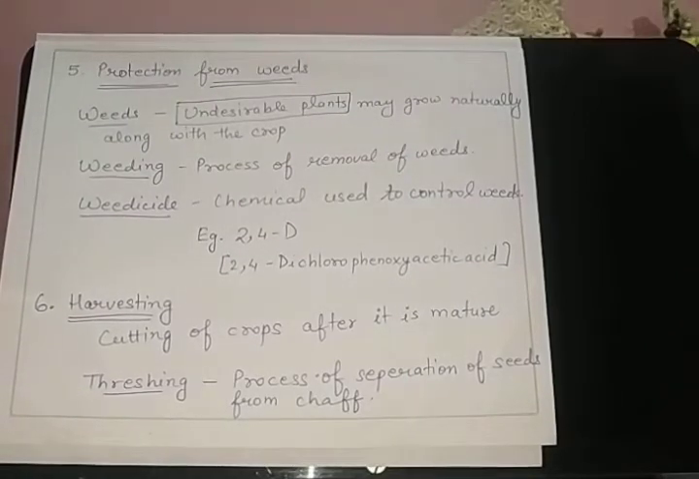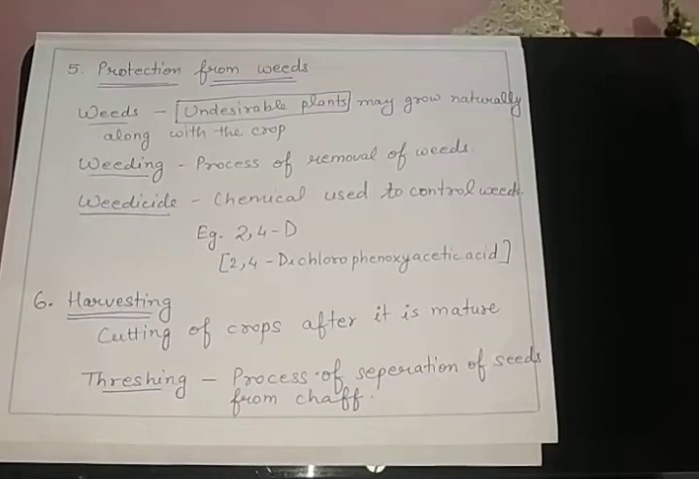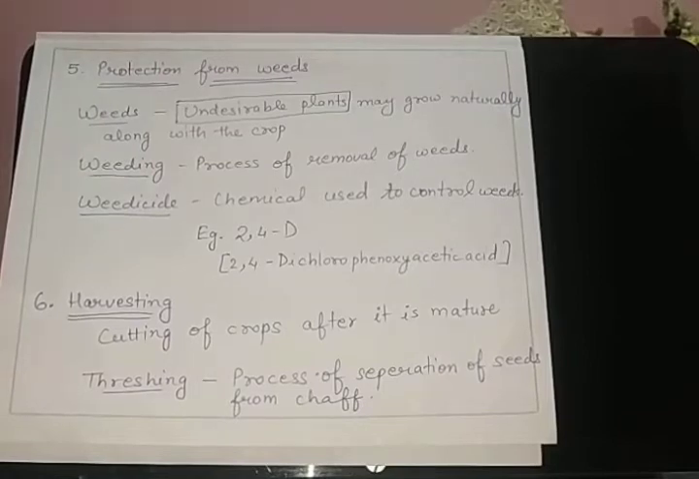Now the fifth step is protection from weeds. First of all, we should know what a weed is. Weeds are some undesirable plants. Undesirable means the plants you do not need. In a particular field you have grown wheat, and with that some other plants have grown, so those plants will be called weeds. They have grown naturally.